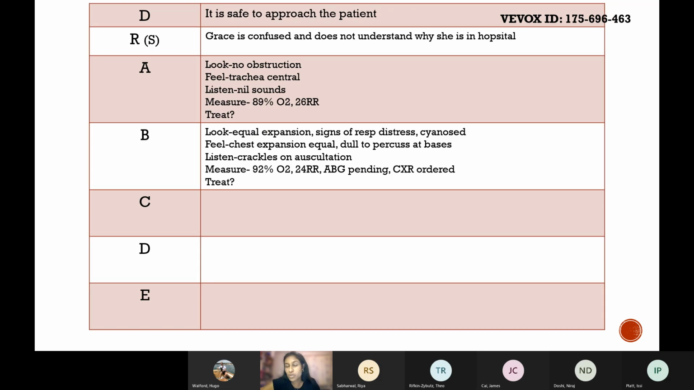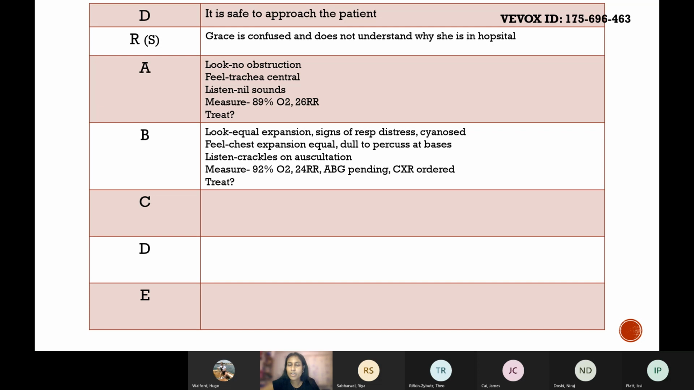So in terms of what you've been told about breathing, I'm sure you guys would have said you're going to check for expansion, respiratory distress. So there are some signs of respiratory distress. The patient's slightly cyanosed here as well. Chest expansion's fine. You're percussing at the bases of the lungs and it's quite dull. Remember, she did come in with pneumonia.